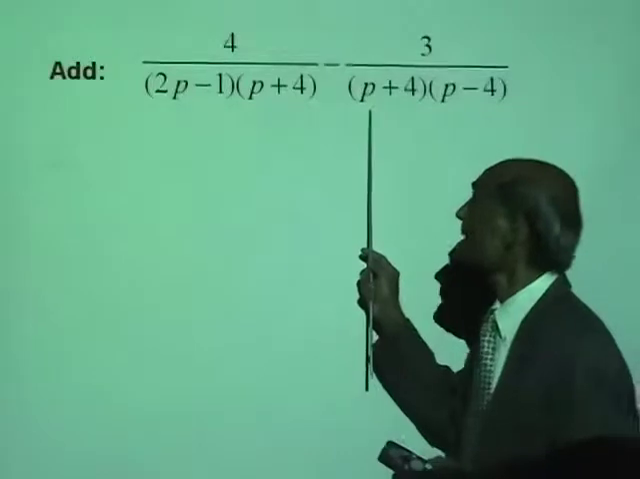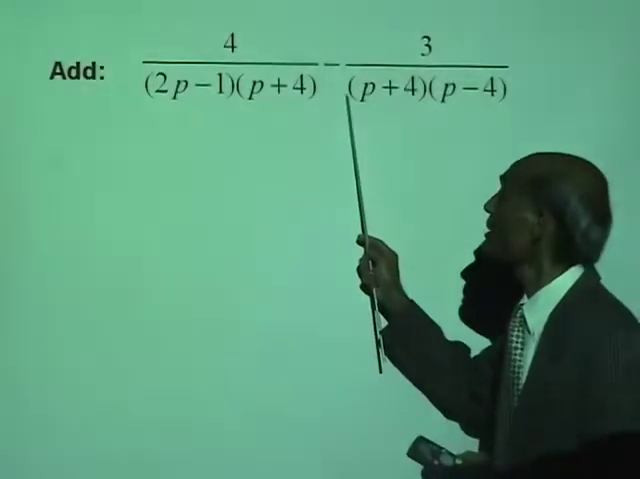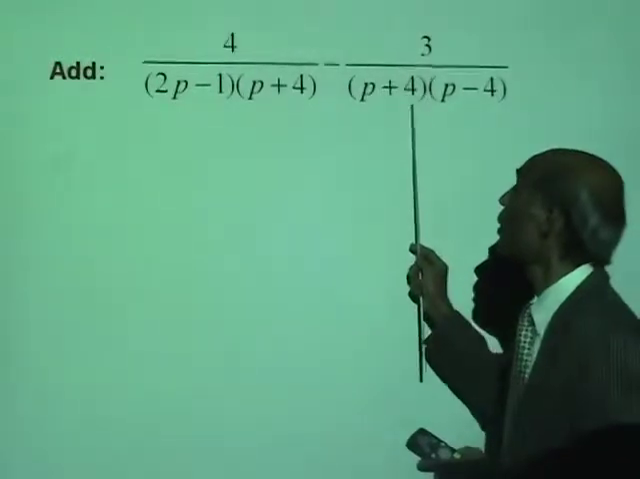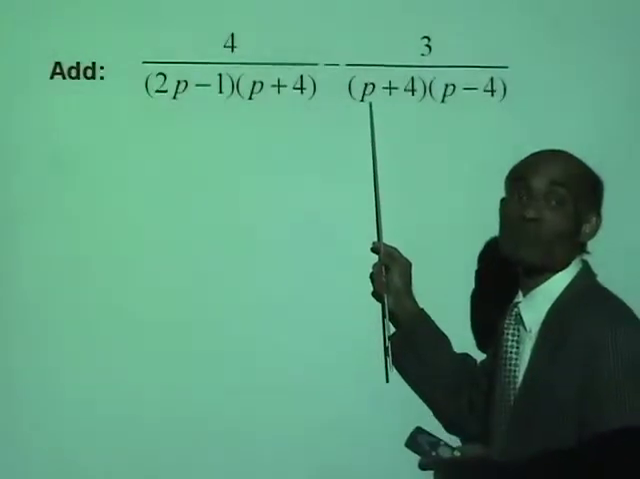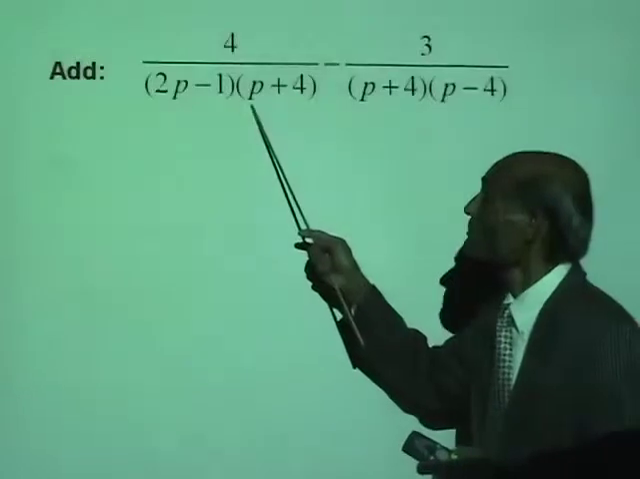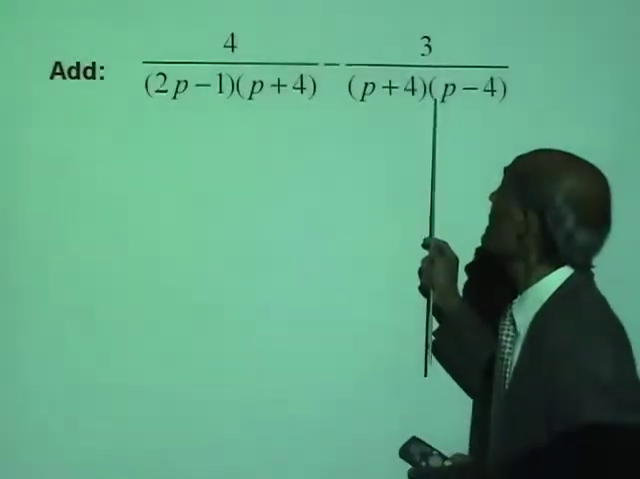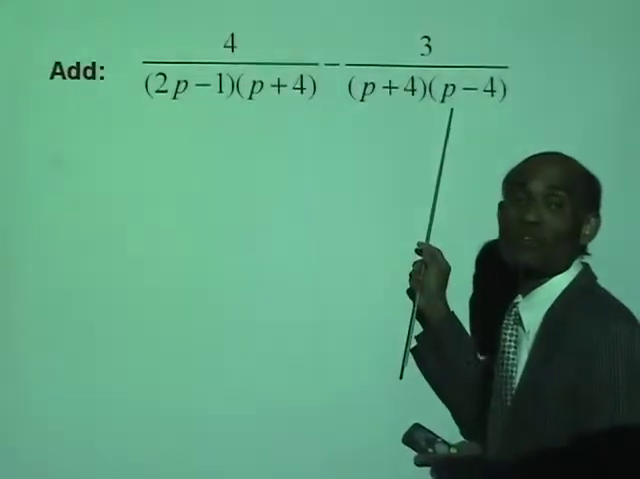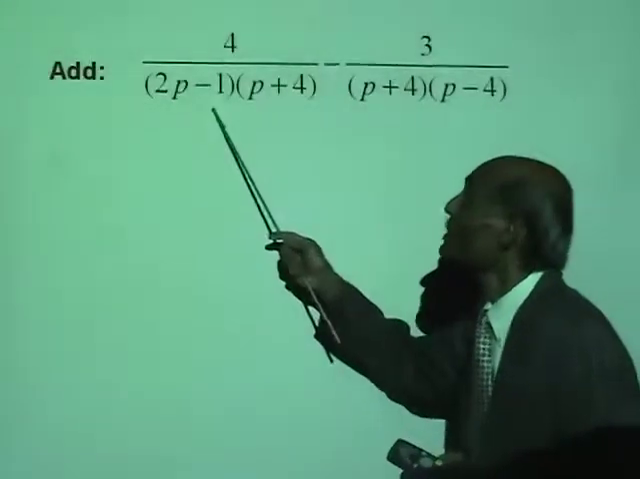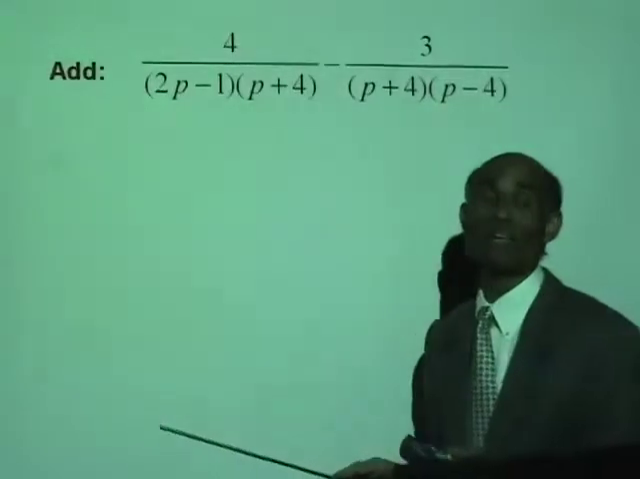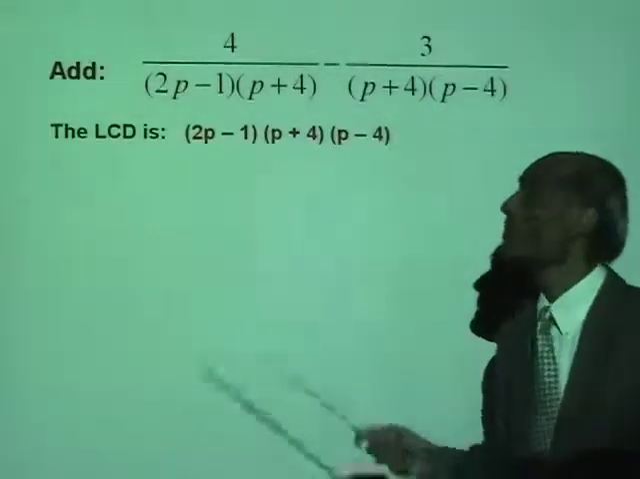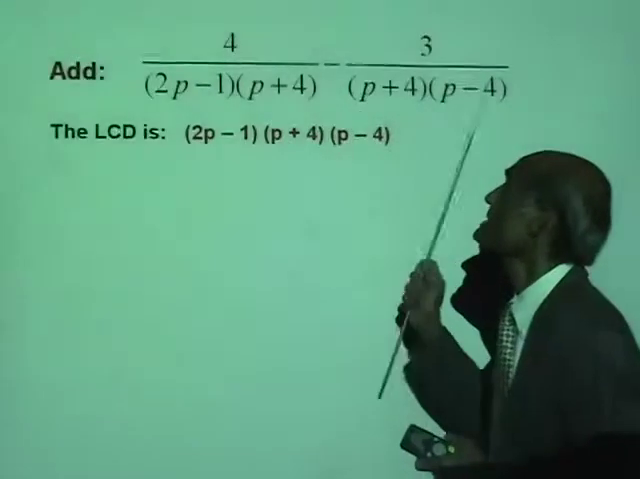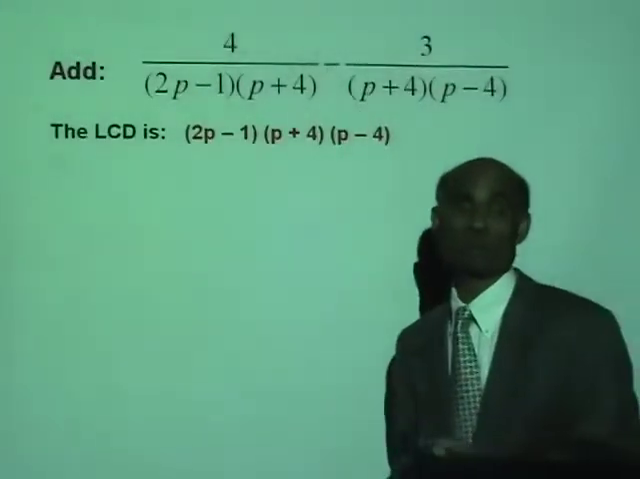And now go to the second one and look at each factor and decide whether you need to pick it. P plus 4. Do we need to pick it? No. Why not? We have already picked it. P minus 4. Do we need to pick it? Yes. Why? Because we haven't got a p minus 4 there. So what is the LCD? It is 2p minus 1 times p plus 4 times p minus 4.